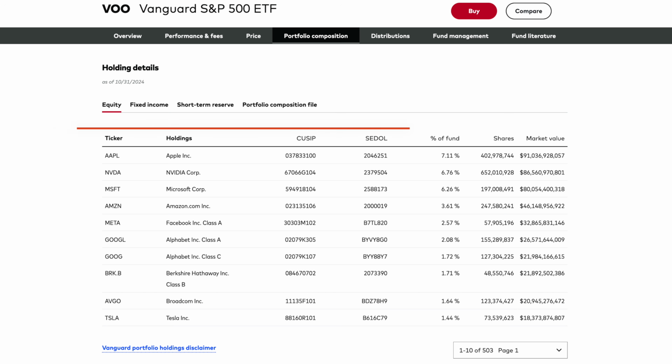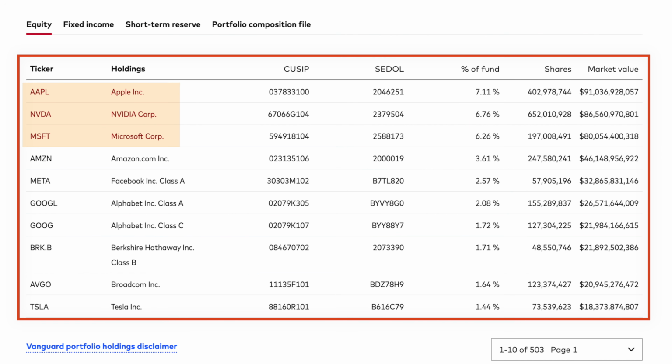So in VOO, currently Apple, Nvidia, and Microsoft have among the largest impact in the fund, where if we take the top 10 companies and combine them, they contain roughly 35% of the entire fund, but more on that later.